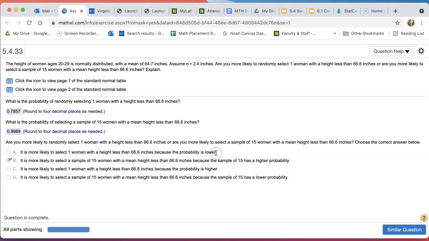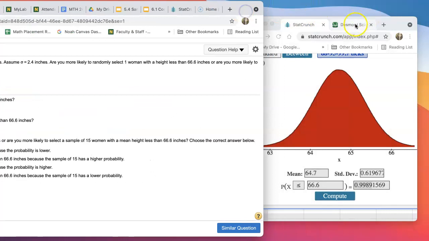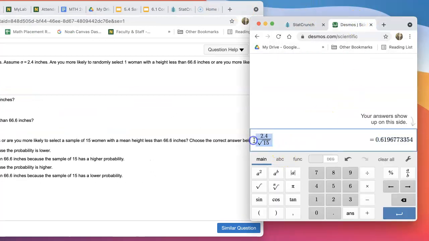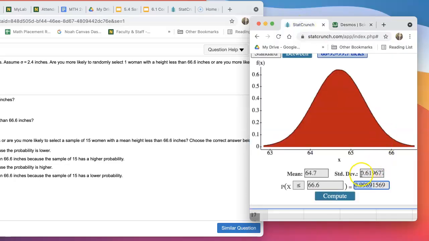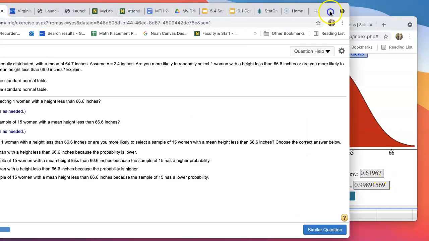And that is it for this problem. I think the hardest part is figuring out this part right here. But remember, I use a scientific calculator to find the standard deviation of the sampling distribution, and use that as the standard deviation in my normal calculator. I'm sorry about the noise in the background. I hope this was helpful.